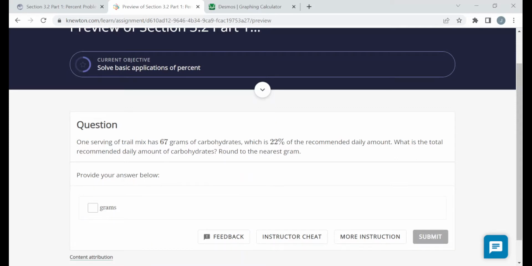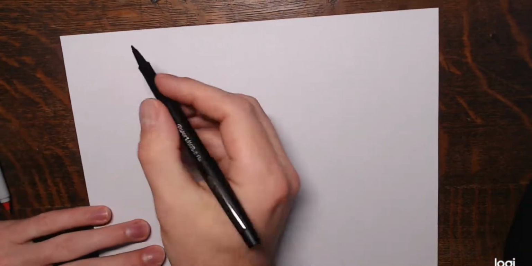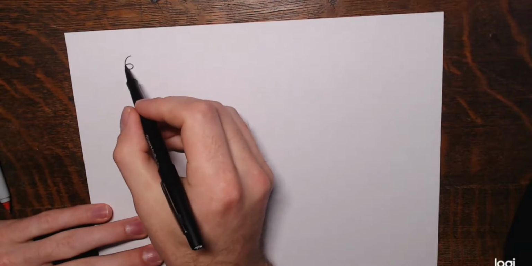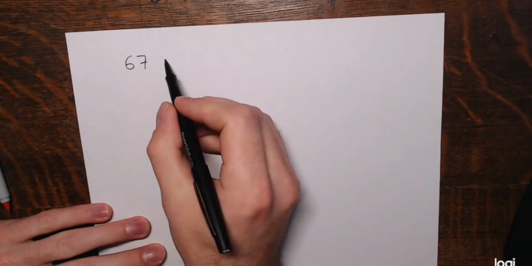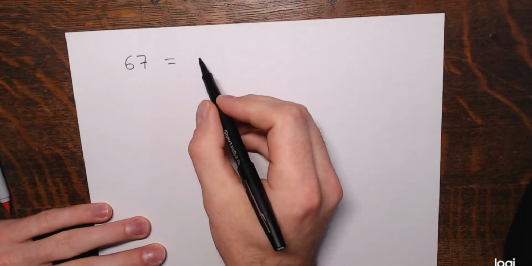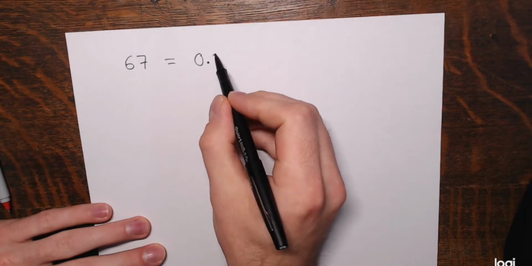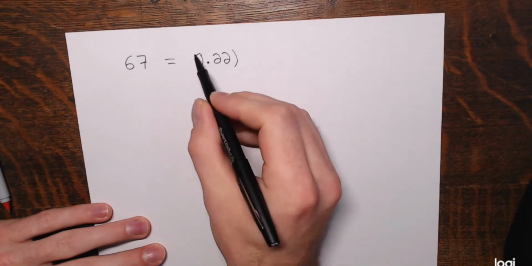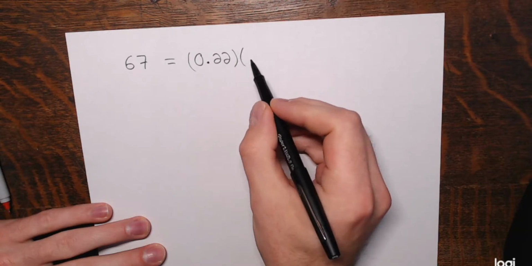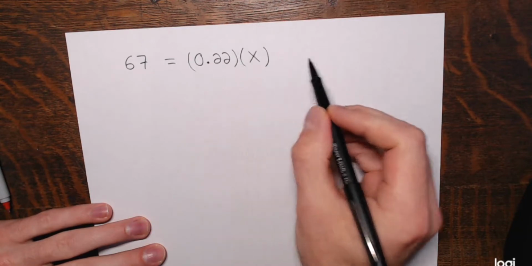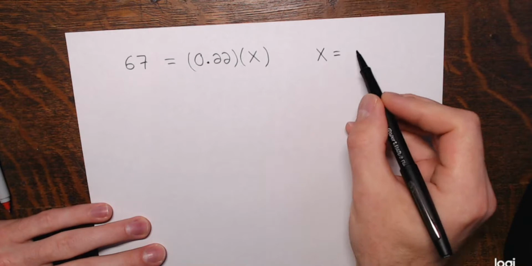Alright, so I'll just pull out some paper. So they're saying to us that the 67 grams is 22% of the recommended daily amount, which I don't know. And I'm going to call X the recommended daily amount.